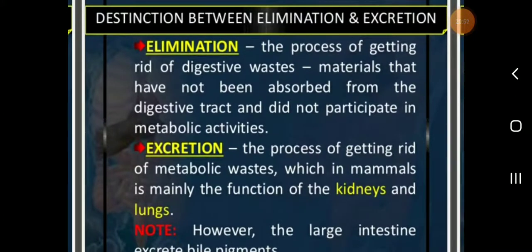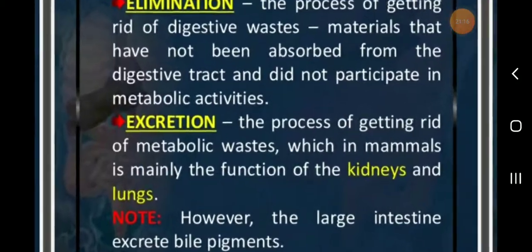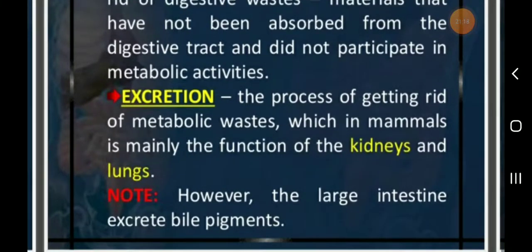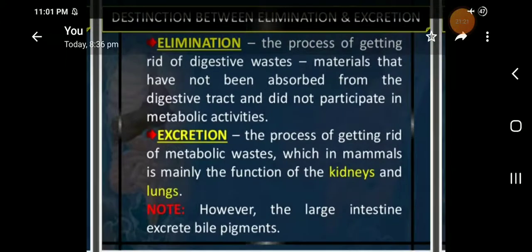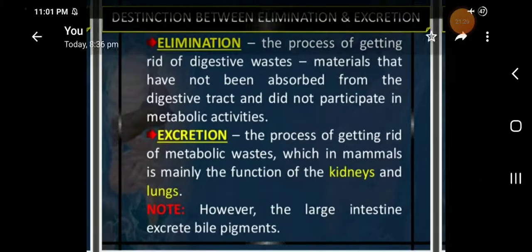Next students, elimination. What is meant by elimination? The process of getting rid of digestive waste material that has not been absorbed from the digestive tract and did not participate in metabolic activities. Then excretion, the process of getting rid of metabolic waste, which in mammals is mainly the function of kidneys and lungs. The undigested waste materials leave through the anus.